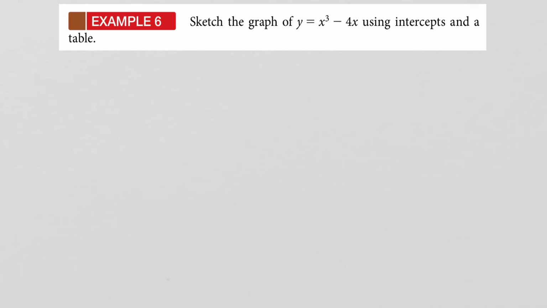Same thing here for this problem. Let's sketch the graph of y equals x cubed minus 4x using intercepts and a table. So in this case, we're going to use intercepts and maybe a few additional points.